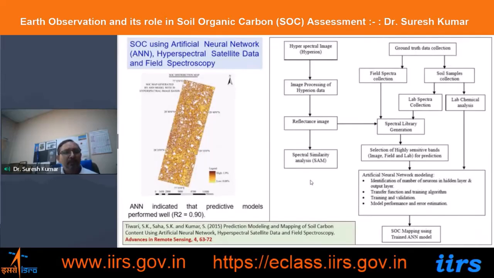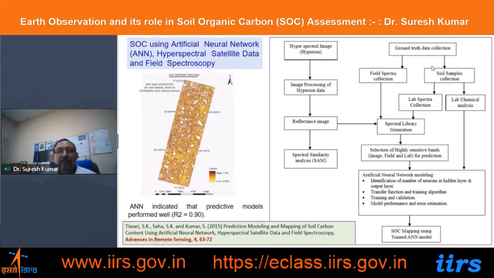For mapping soil carbon, we used hyperspectral remote sensing data and field spectroscopy. Here you can see that the artificial neural network technique was used for mapping soil carbon using hyperspectral remote sensing data. We used Hyperion data and did very intensive soil sampling in the alluvial plains of Uttar Pradesh, and we got R square up to 0.9. So we found high correlation coefficients.